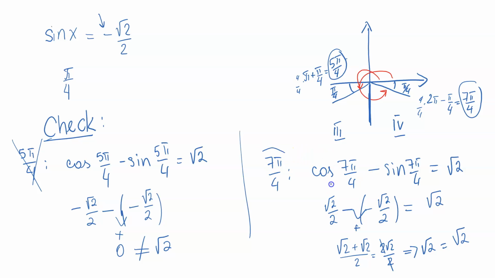Therefore, we keep this solution, and we need to write an expression that gives all solutions to this equation. So we write it as 7 pi over 4 plus 2 pi k.